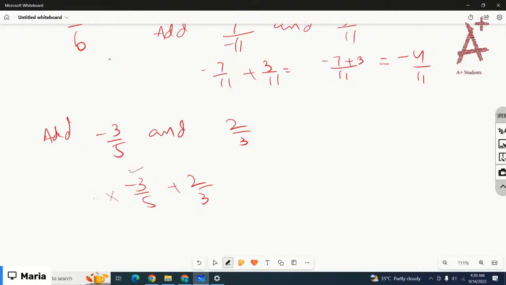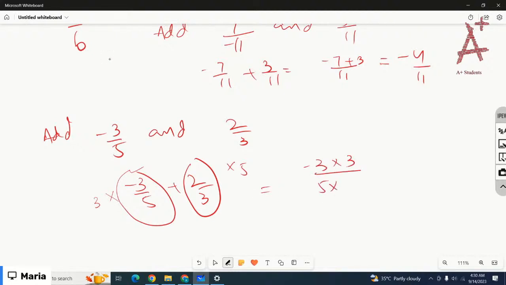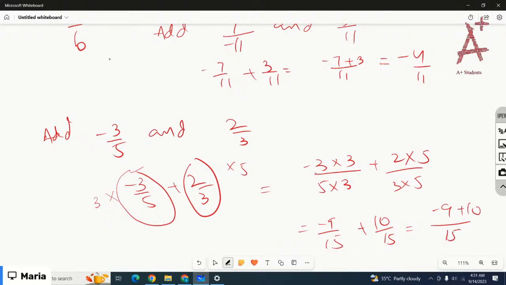You have to make both denominators equal to 15. So you multiply this fraction by 3 because 3 times 5 makes 15, and for this one, you multiply by 5. So negative 3 times 3 over 5 times 3, plus 2 times 5 over 3 times 5. So it would be negative 9 over 15 plus 10 over 15, right? Now they have like denominators. You can simply solve the numerators: 10 minus 9 is 1 over 15. So this one is 1 over 15, right?